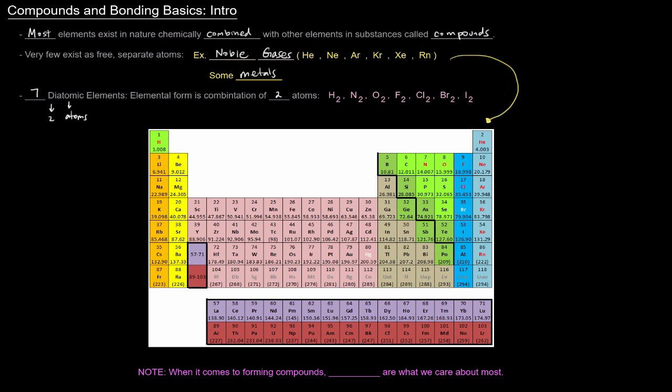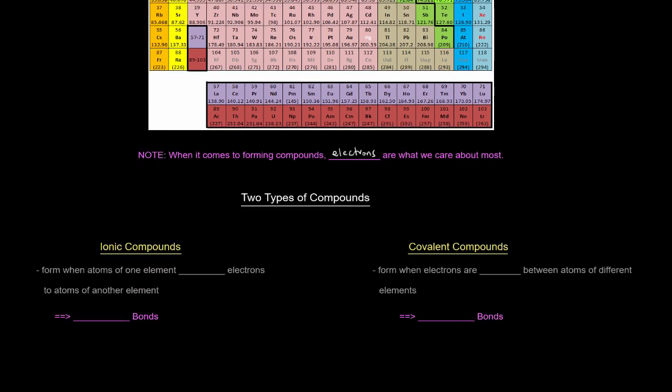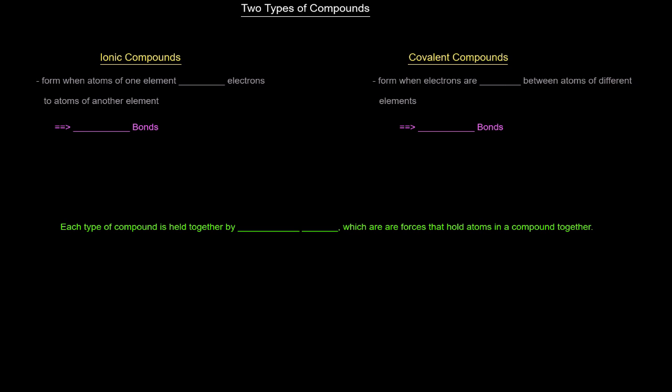So when it comes to forming compounds that we're going to be talking about a lot in our studies of chemistry, when we think about the subatomic particles that are important in forming these compounds, electrons are what we care about most. Because electrons are involved in actual bonding and formation of these compounds. And there are 2 types of compounds. Ionic compounds and covalent compounds. And they differ as far as their definitions when it comes to electrons. Ionic compounds form when atoms of one element transfer electrons to atoms of another element to form ionic bonds.